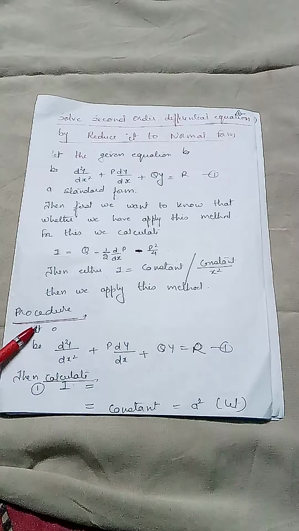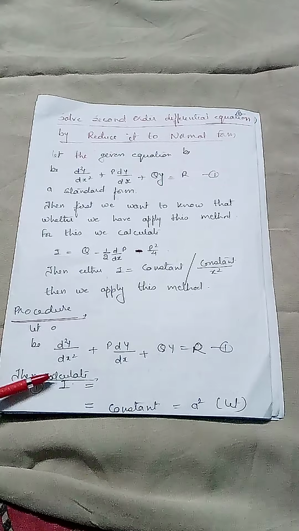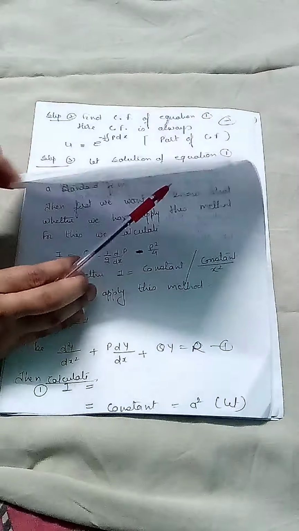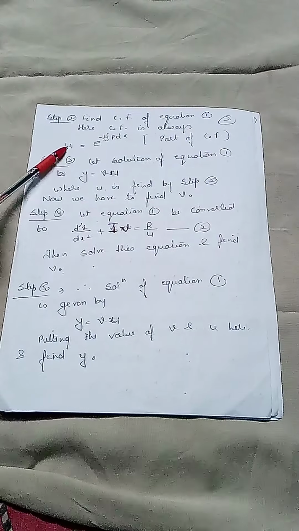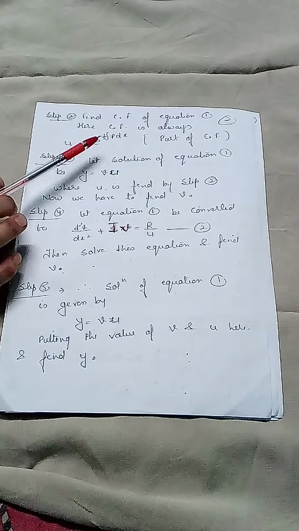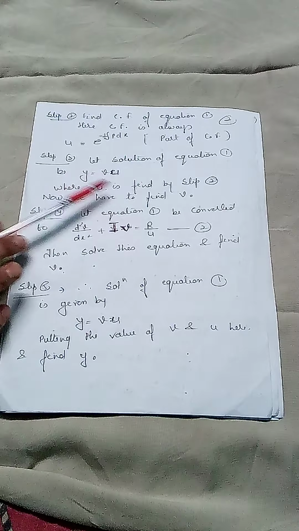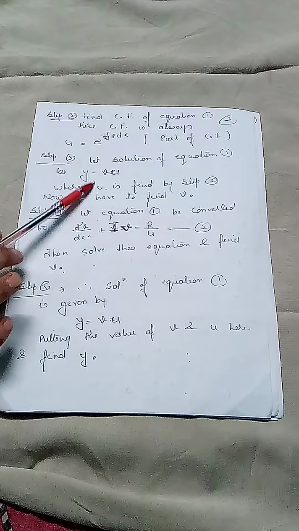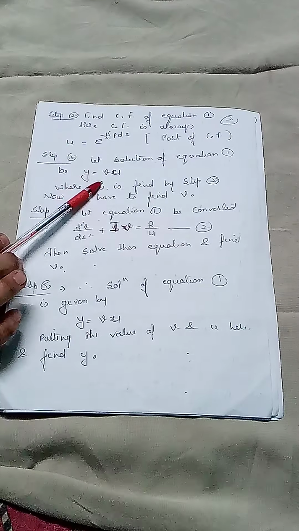Now we consider the procedure. First let the given equation be this, then we calculate I. Suppose I is constant, which is a square. Then we find the part of the complementary function, which is u is equal to e raised to minus half integral p dx. Let the solution of equation 1 be y is equal to vu, where u is this, and we have to find v by reducing it to normal form.